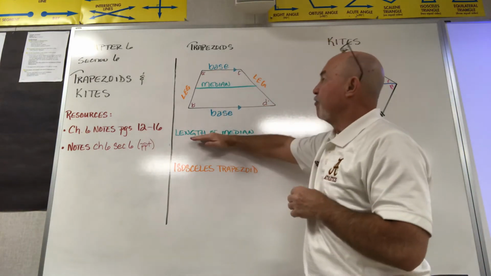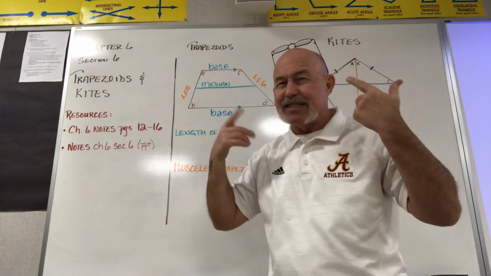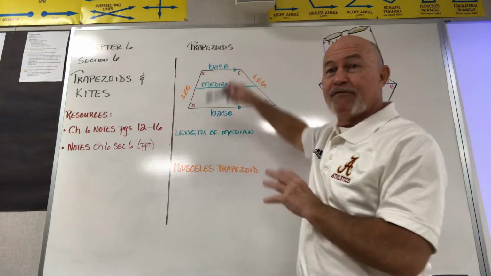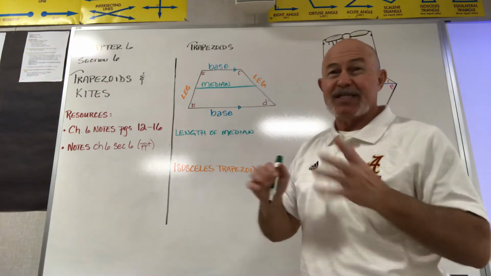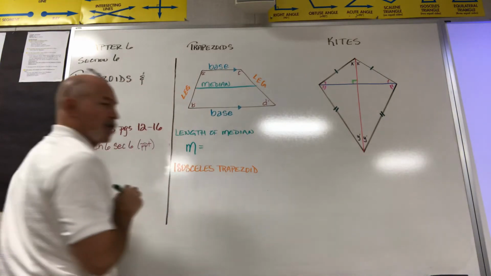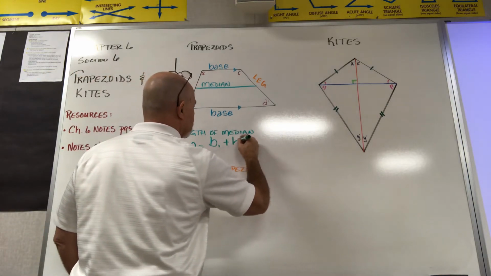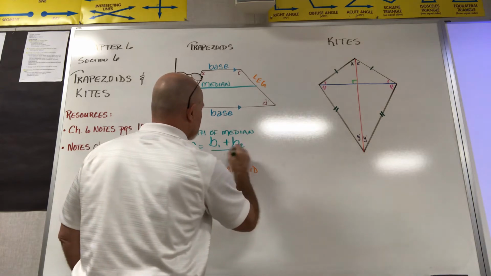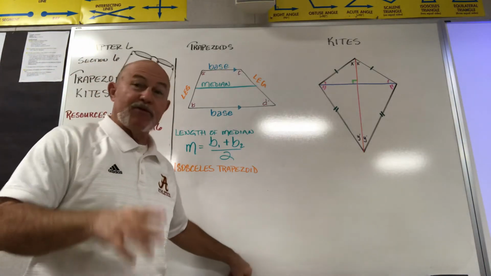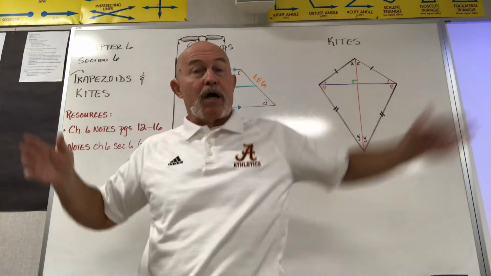Okay? The length of the median. Now, this is pretty cool, it's easy to remember. The length of the median is the average of the bases. So in pretty simple form, median equals, we'll just call it base 1 and base 2, base 1 plus base 2 divided by 2. Remember, the average is the sum of the numbers divided by the number of numbers.